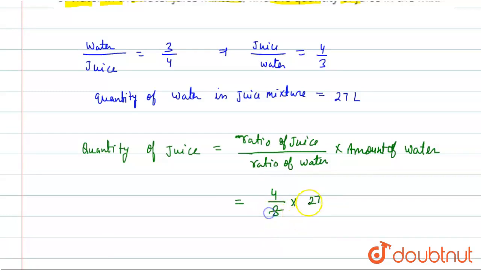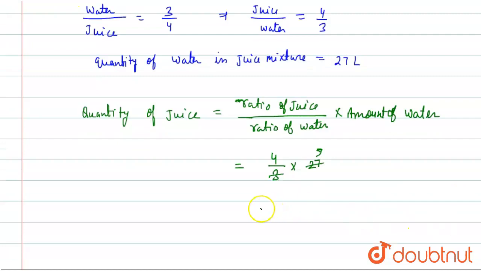So 27 divided by 3 will be equal to 9. Now 9 into 4 will be equal to 36 liters. So the amount of juice will be equal to 36 liters. This is our answer.